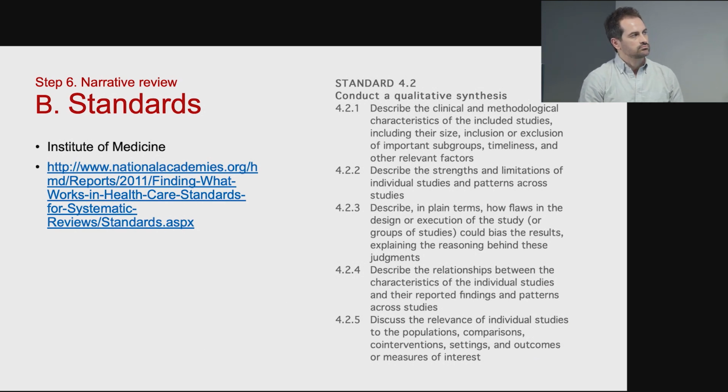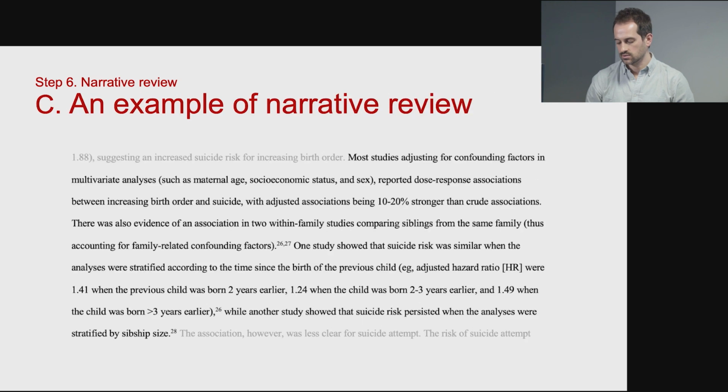It's not just some writing. There are some standards, for example, if you want to check standards for reporting a narrative review, it's pretty straightforward. Just describe what you see and weight according to the quality of the studies, etc. You can use a narrative review even if you do a meta-analysis. These are not two exclusive steps. You have to do your narrative review and then complement it with the quantitative analysis.